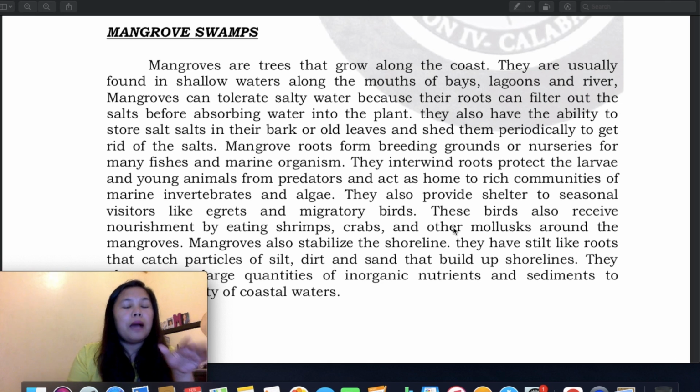Or in Tagalog ay, hindi ko na alam kung anong Tagalog na yun. Basta sa Bisaya is bakawan. I-research ko ba ng Tagalog ng mangrove? Ha? Charot.